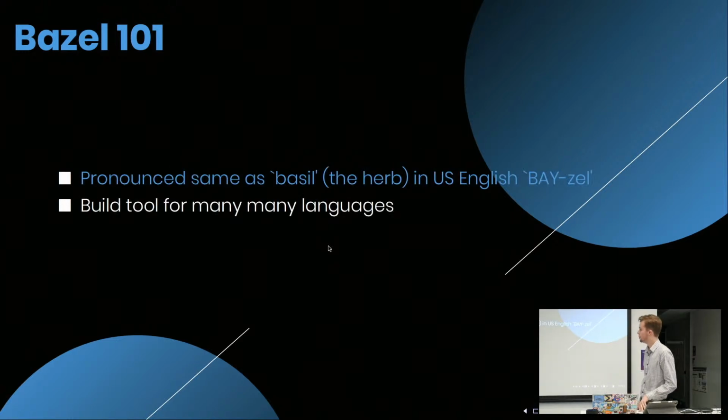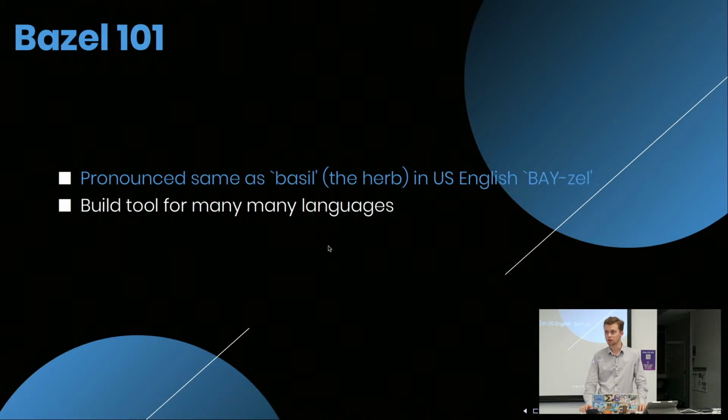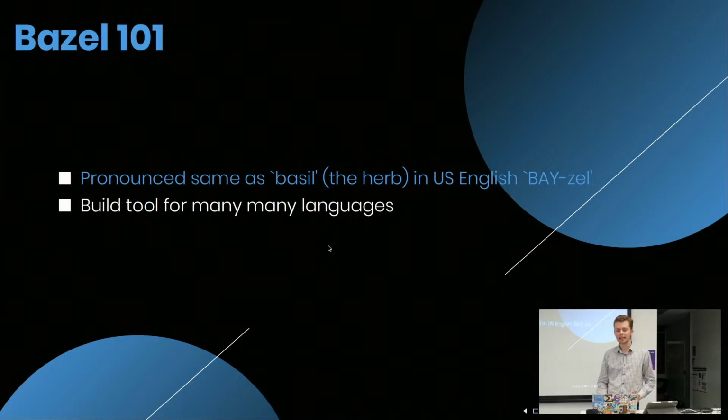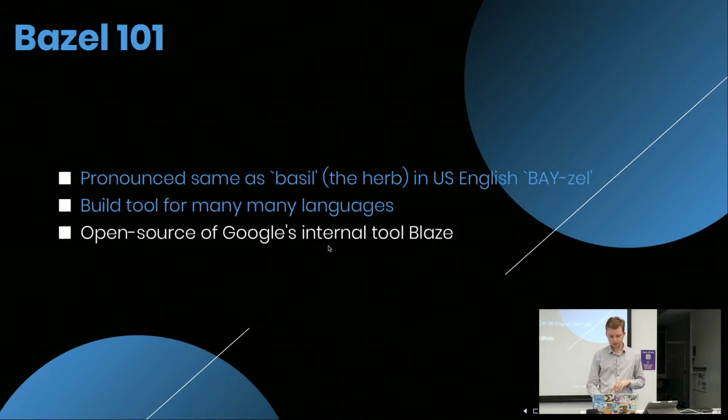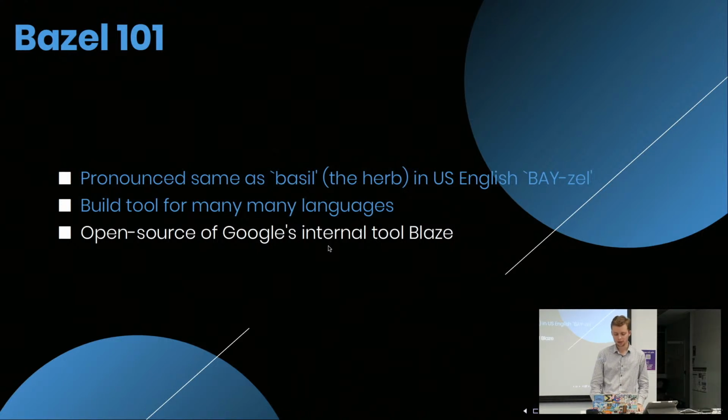It is a build tool for multiple different languages, so you may be familiar with some build tools like Gradle and Maven and Make and Ant. Most of those were for Java, but it's generic like Make, but it has a lot of protections to ensure that you actually specify all your dependencies. It's the open source flavor of Google's internal build tool, which is called Blaze. It's an anagram of Blaze.